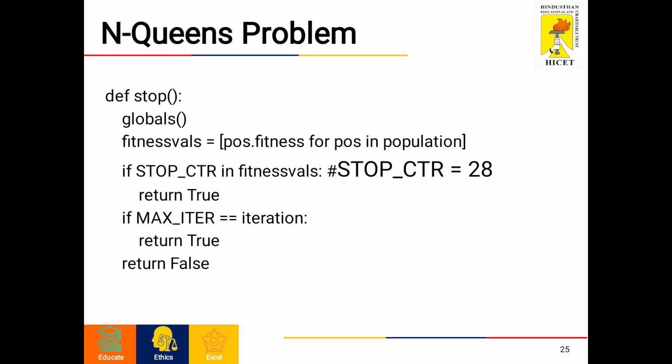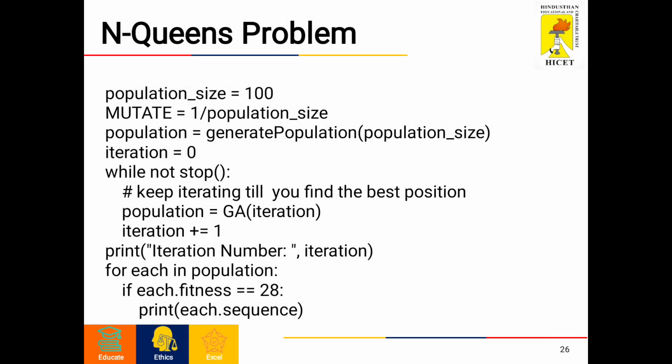As I said before, there are two stop criteria. The first: once an individual's fitness value is equal to 28, we can stop the algorithm, because we got the optimal solution. If not, if the maximum iteration is reached, then we can stop the algorithm. Here population size is given as 100. Mutate is given as 1 divided by population size; 1 divided by 100 is 0.01.